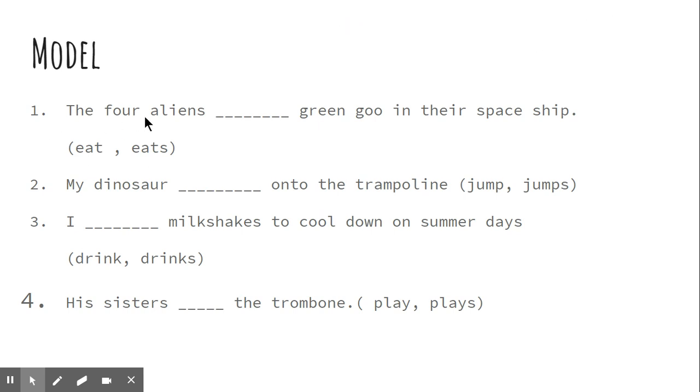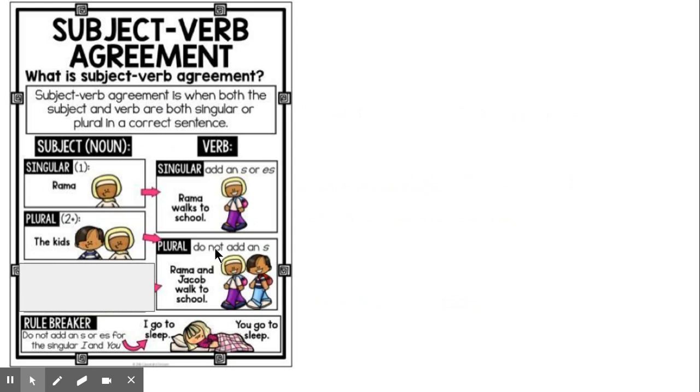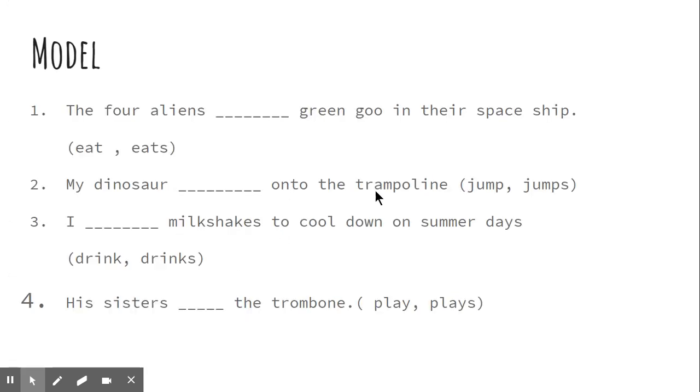Here I have, the four aliens blink green goo in their spaceship. So my subject is the four aliens. If there are four of them, that means it's plural. So if it's plural, I do not add an S to my word. So the one that makes the most sense is eat. Now, one thing that you can do when you share is say the sentence out loud with both of them to see which one is correct. The four aliens eat green goo in their spaceship. The four aliens eats green goo in their spaceship. Eats doesn't sound correct because they don't agree. We've got to make sure our subject and our verb agree.